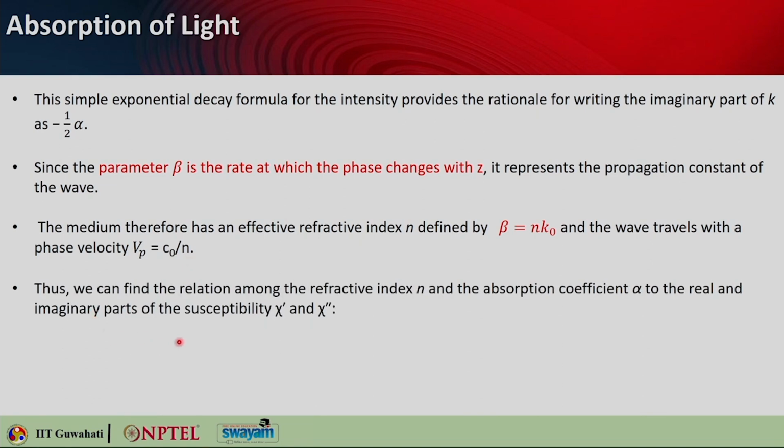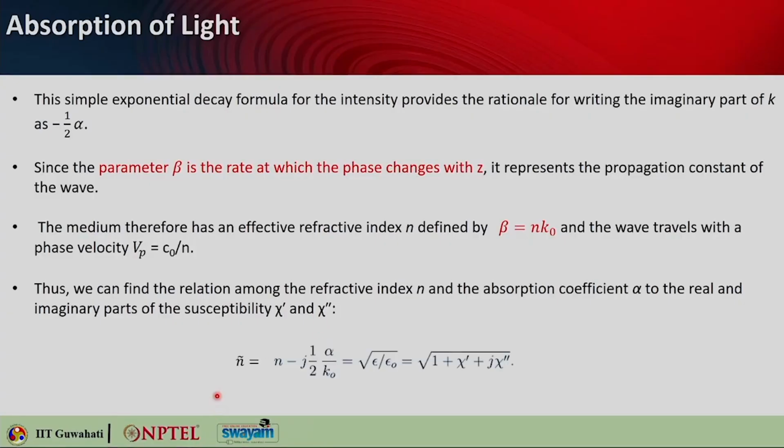Now, here you can see that we can find the relationship between this refractive index n, which is basically a complex number, and the absorption coefficient alpha, to the real part of the susceptibility and the imaginary part of the susceptibility, which are chi prime and chi double prime. So, how does it work? This n is basically n tilde, the complex refractive index. That can be written as the real refractive index minus j alpha by 2 k naught, and this is nothing but the square root of epsilon r, that is epsilon over epsilon naught. This can be written as 1 plus chi prime plus j chi double prime.